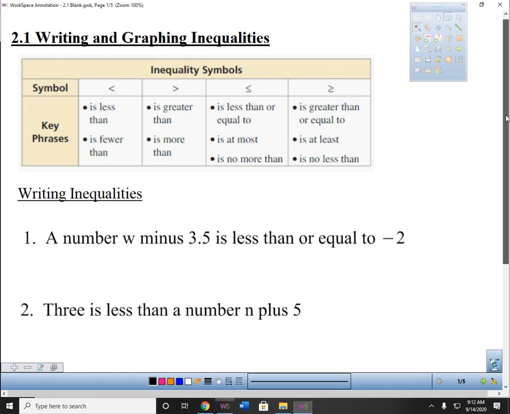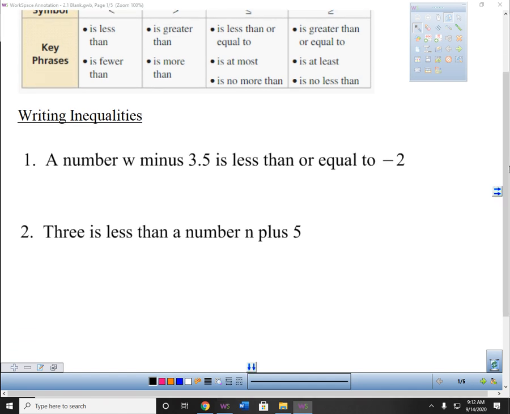So we're going to be writing inequalities. They're going to give us the words, and we're going to put that in inequality form. So it says a number W. I like to write as I go, so W minus 3.5 is less than or equal to negative 2. Bam. You're done. Okay?